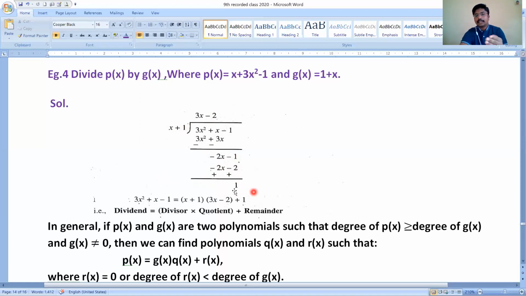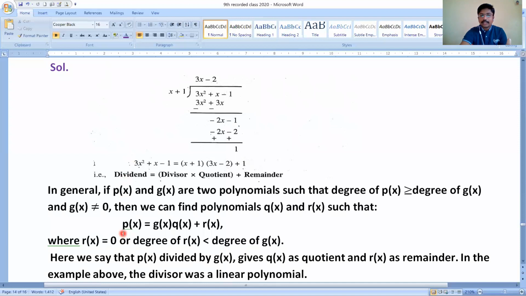1. Here the remainder is 1, which is not equal to 0, therefore x plus 1 and 3x minus 2 are not the factors of x plus 3x square minus 1. This may be written as 3x square plus x minus 1 is equal to x plus 1 into 3x minus 2, plus 1, which is nothing but dividend equals divisor into quotient plus remainder. Okay, till now we discussed 4 examples, 2 examples based on polynomials, the third and fourth.